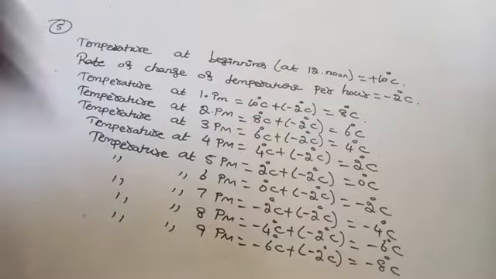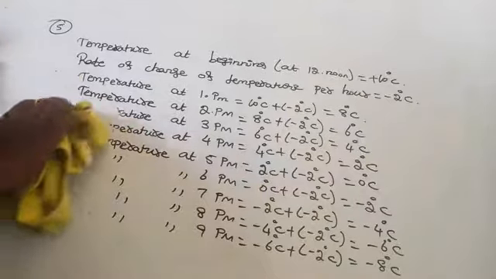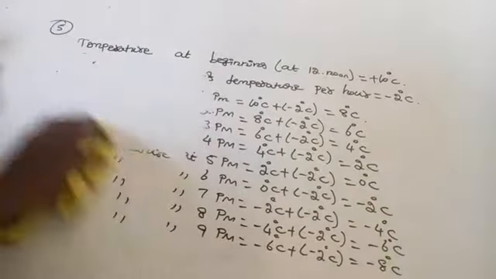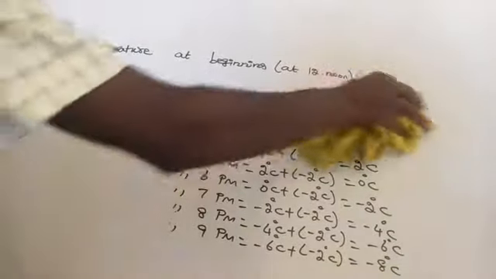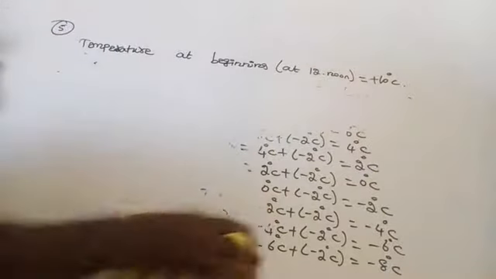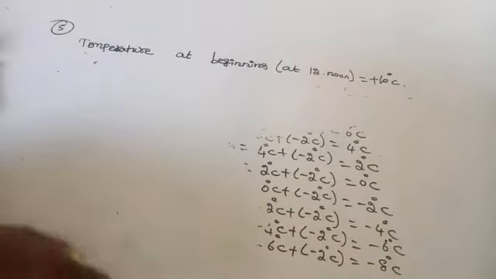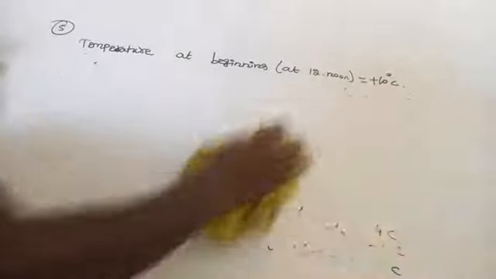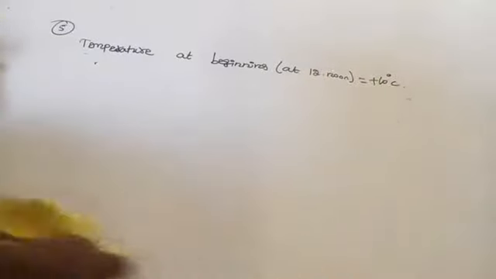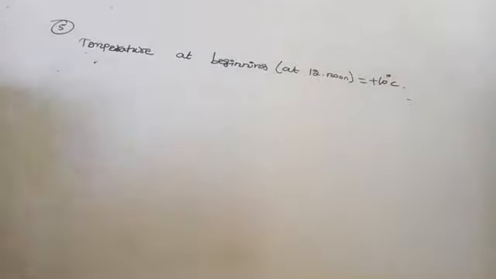Now, what is the second part then? The second part is, what would be the temperature at midnight? At 12 noon, it was 10 degrees Celsius. From 12 noon to midnight, that is 12 hours. So each hour, it decreases by 2 degrees Celsius.